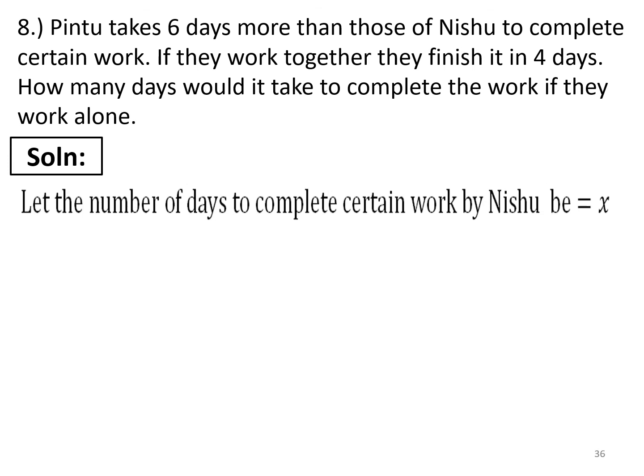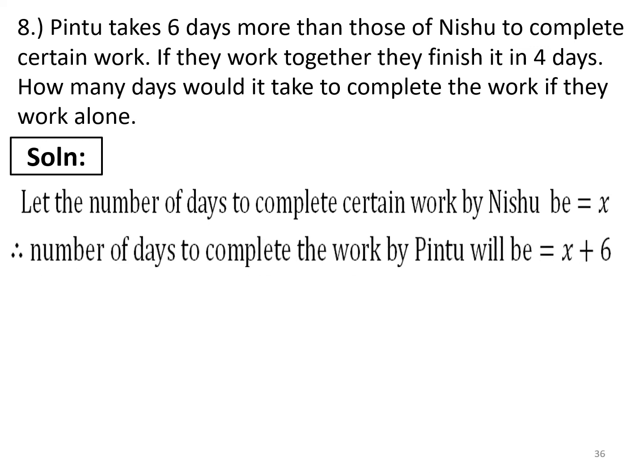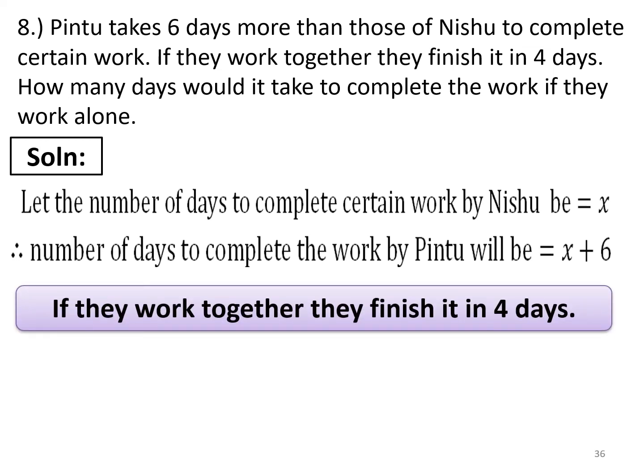Let's consider x to be the number of days Nishu takes to complete the work. Since Nishu takes x, Pintu will take 6 days more, that is x plus 6. Let the number of days to complete the work by Nishu be x and the number of days to complete the work by Pintu be x plus 6. Now the condition is that if they work together, they finish it in 4 days. So we will first find out how much work they finish in one day.